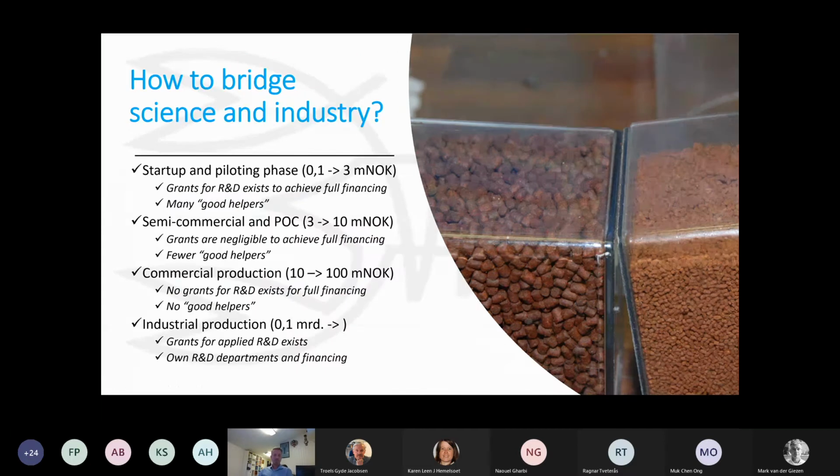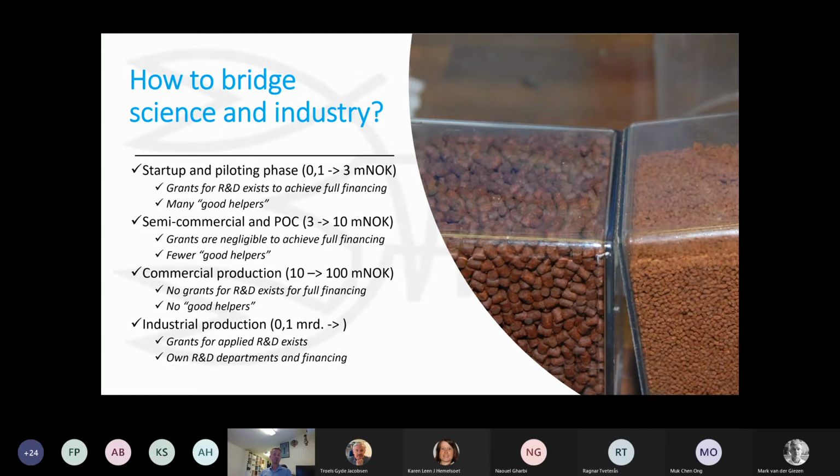So this is our experience. This is excluded the EU funding opportunities. It's for the Norwegian funding programs where, when you start up, you have a lot of good helpers, which I call them, that can help you initiate your company. They can help you to do different things in terms of business plan, budgeting, and so on. And you have a good possibility to achieve a full financing through grants and own funding. But when you grow up to a semi-commercial and proof of concept stage, grants are not working quite as good anymore. And the helpers that can assist you in the growth also become fewer.